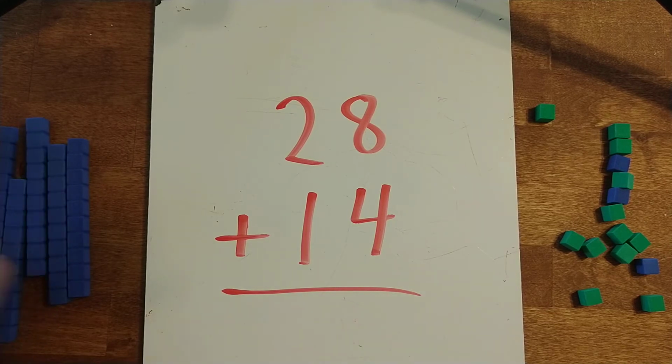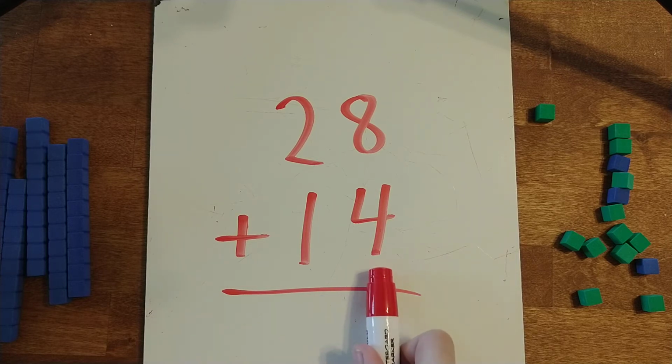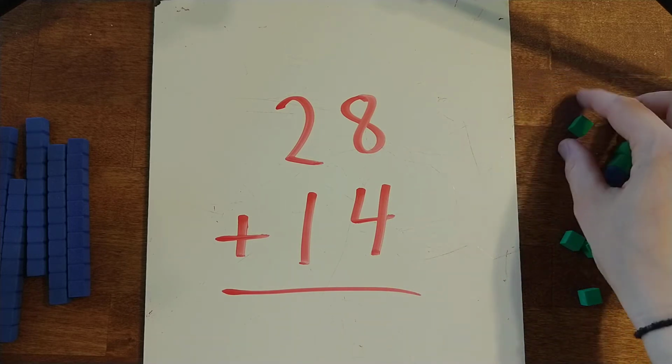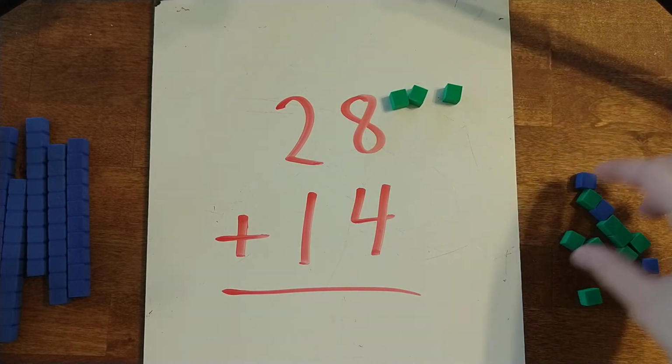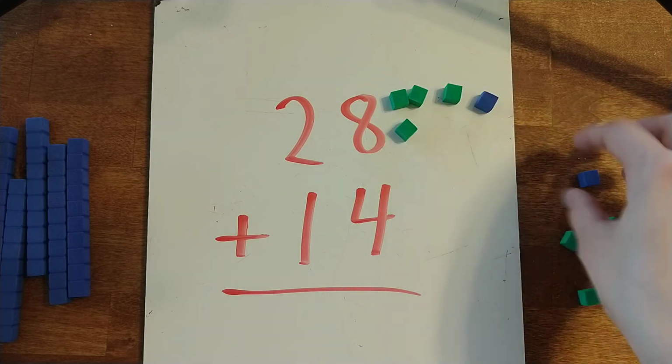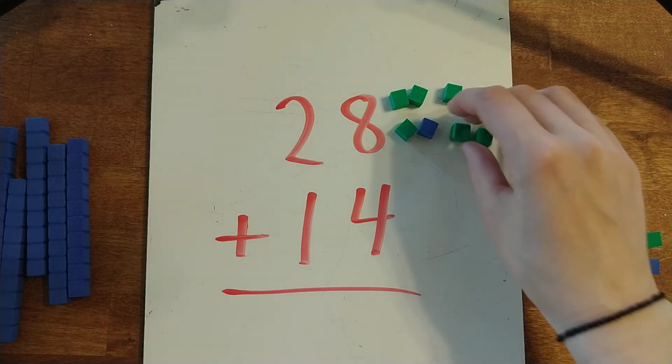Now, guys, go ahead and get a piece of paper and a pencil and do this along with me. Feel free to pause the video whenever you need to. We would work through this very slowly at school. Again, we're going to start with that ones column. So let's count out 8. 1, 2, 3, 4, 5, 6, 7, 8.